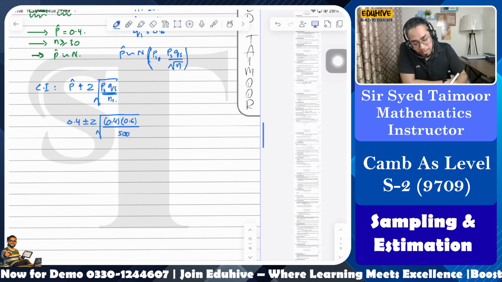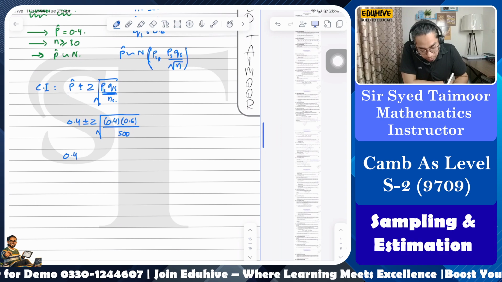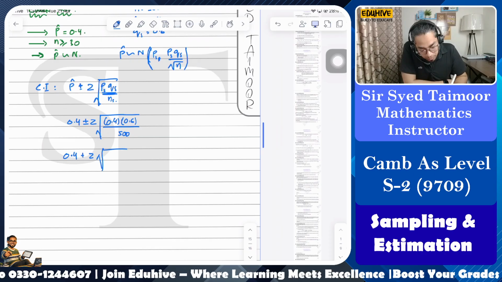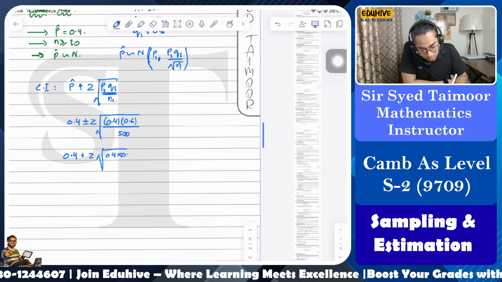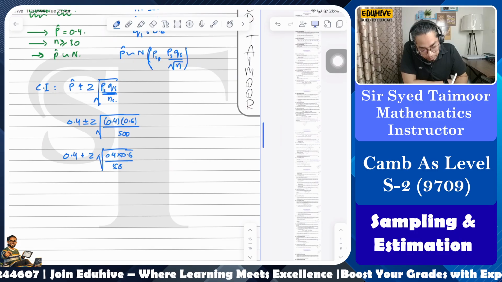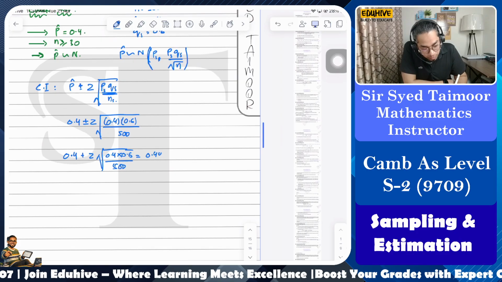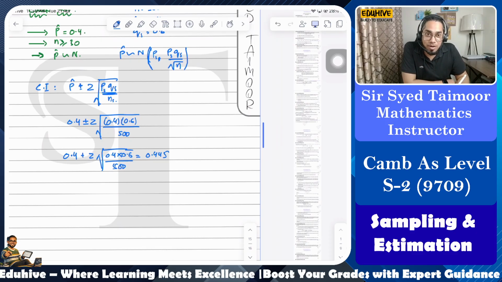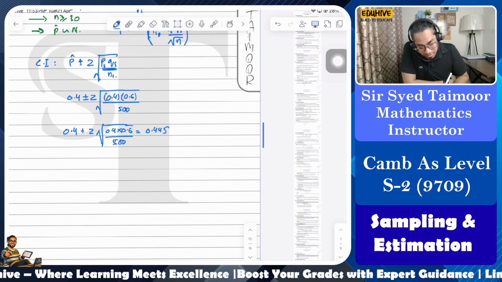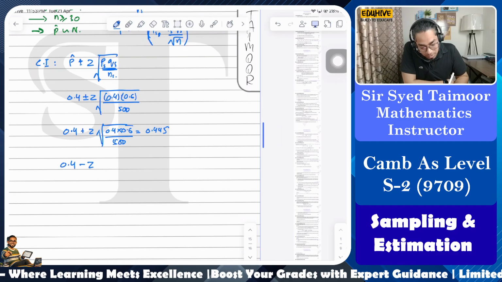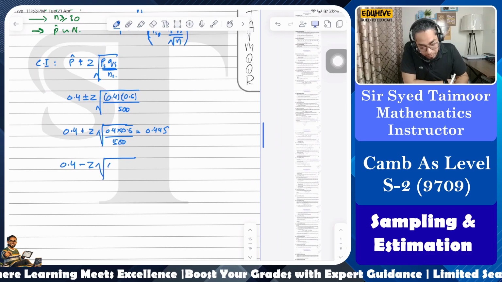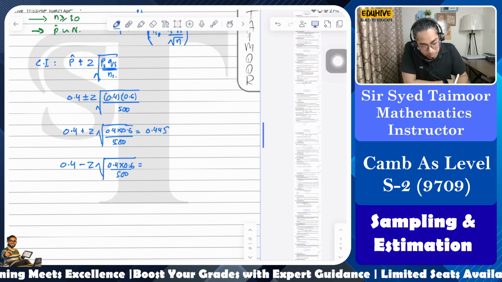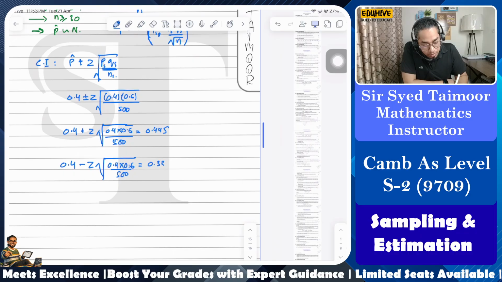So now what I can tell you is 0.4 plus z times the square root of 0.4 into 0.6 divided by 500 will be equal to 0.445. You got the confidence interval. Do you remember? And this will be 0.4 into 0.6 divided by 500.